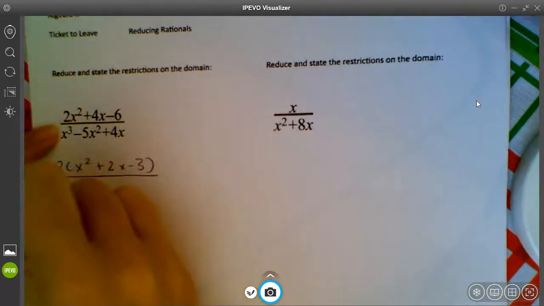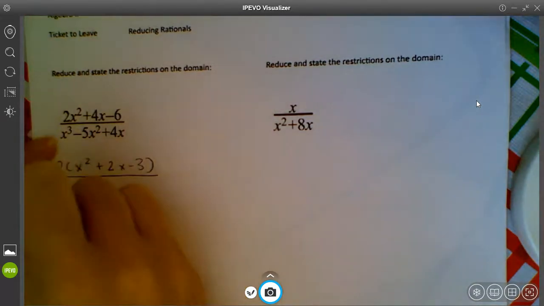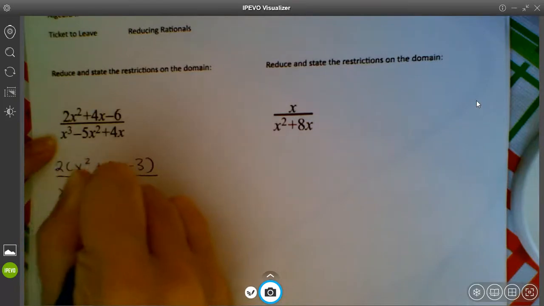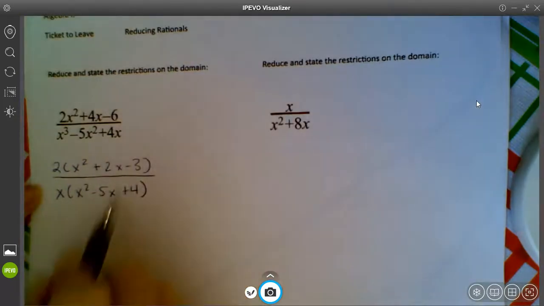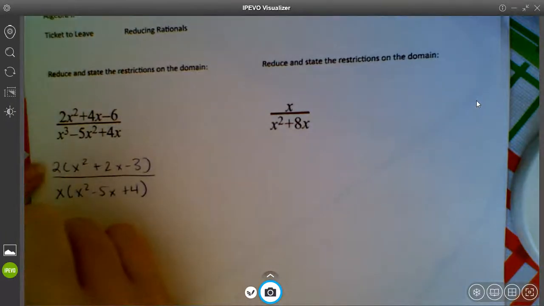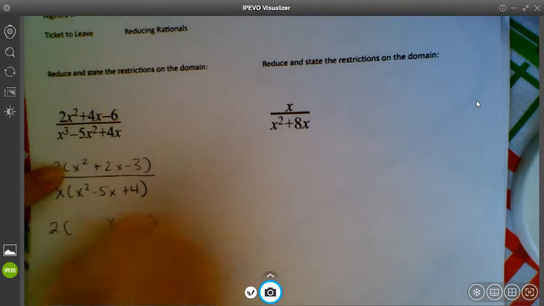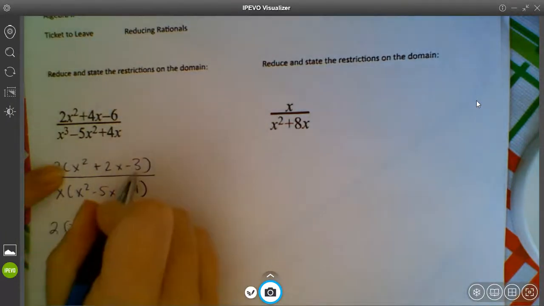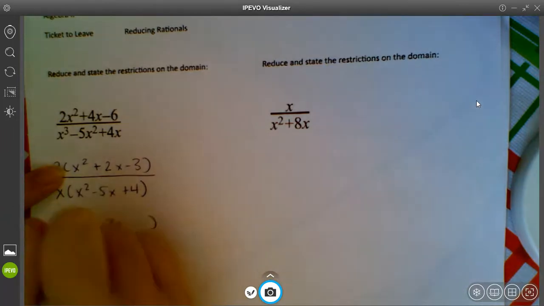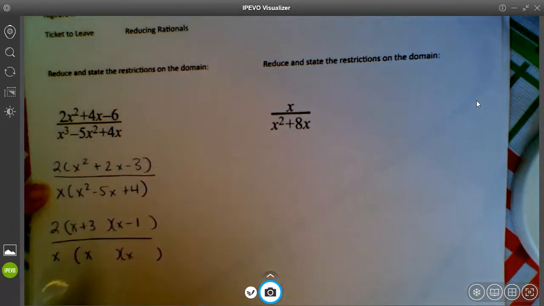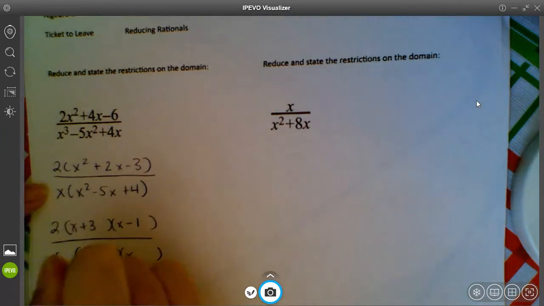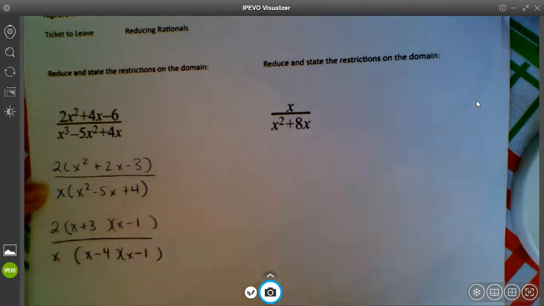The bottom also has a GCF situation going on, x squared minus 5x plus 4. These are still not fully factored. I can factor both top and bottom. So the first one, I have an x and any factors of -3 that give me +2. So that's a +3 minus a 1. The bottom is x, and I need factors of 4 that give me -5. So that's a -4, -1.